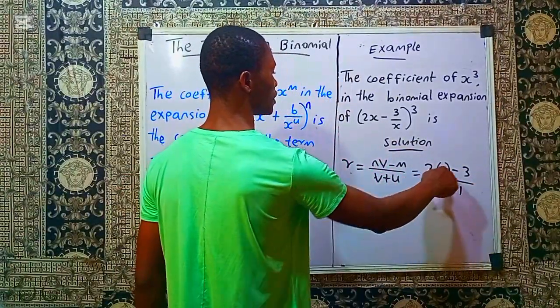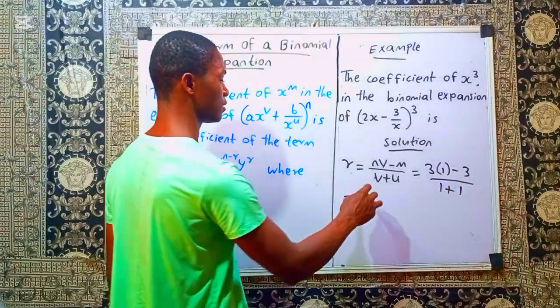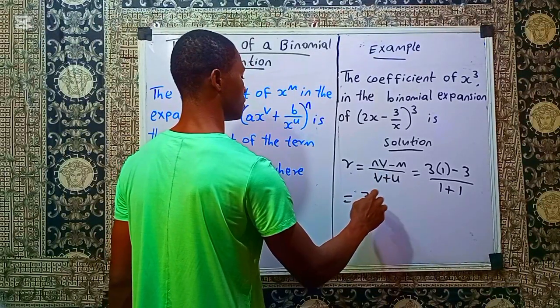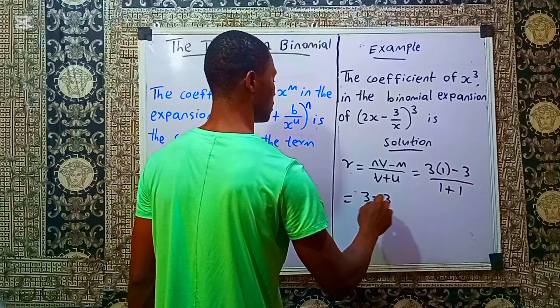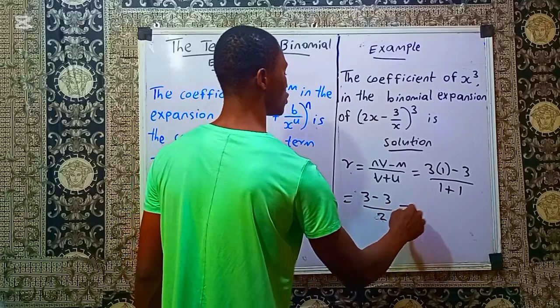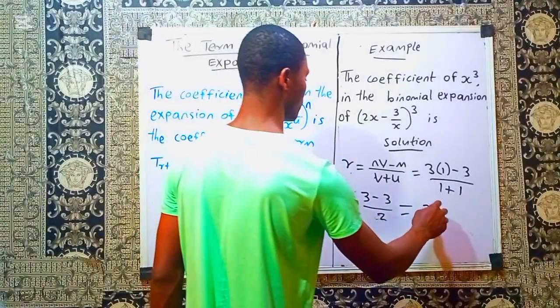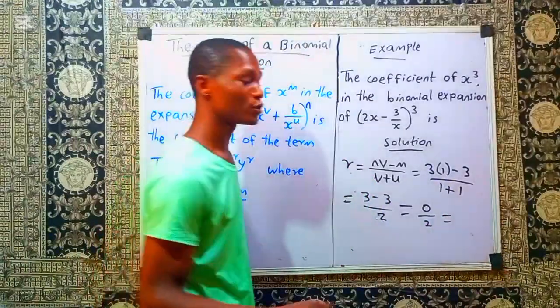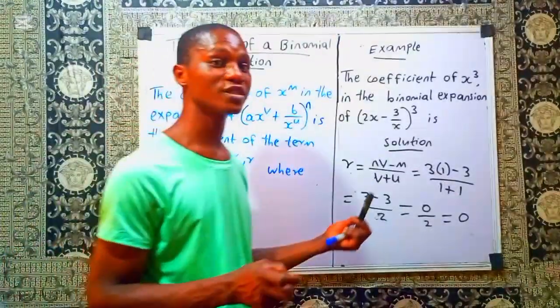So 3 multiply 1 is what? 3. So you have 3 minus 3. 1 plus 1 is what? 2. So 3 minus 3 is what? 0. Divided by 2. 0 divided by 2 is what? 0. We got r to be 0 in this case.